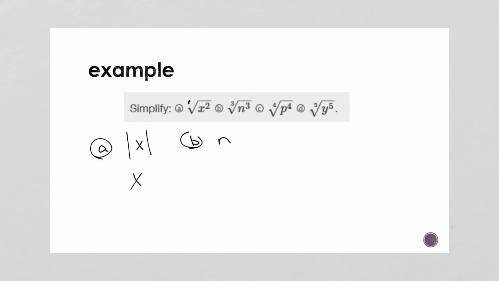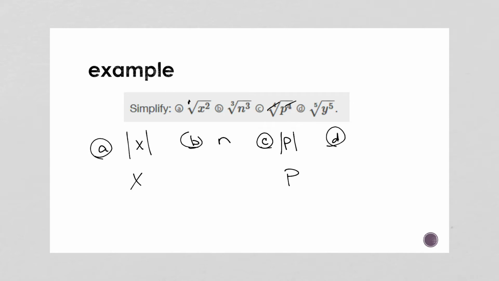Okay, so for number 4, or sorry, C. I keep saying the index as the number. On C, this 4 and this 4 cancel, but remember, because it's even, we're supposed to say the absolute value of P, but again, in your homework, just put P.